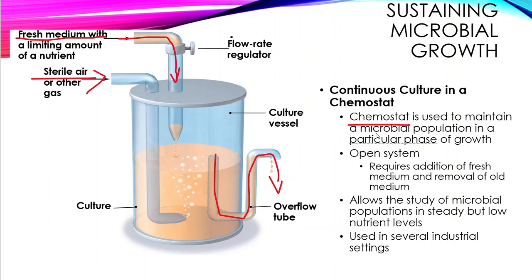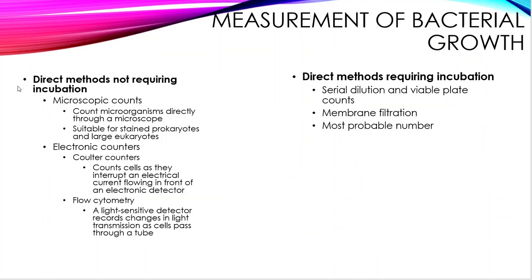Chemostat maintains it in whichever growth phase. The open system, you have to put in this fresh medium and you remove the old stuff, which just makes sense. You've got to give them food and you got to remove the waste products because otherwise they'll become toxic. These guys can be studied then at these nutrient levels, and they use them for several things. I'm not really familiar with that because that's not healthcare related, but anyway.